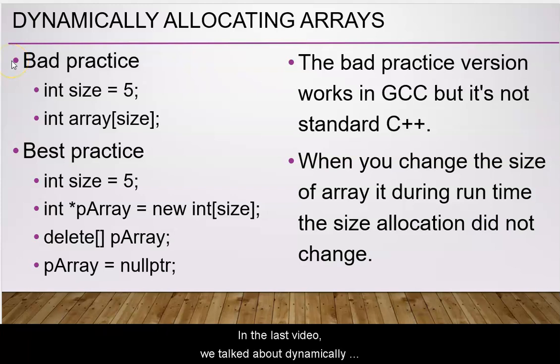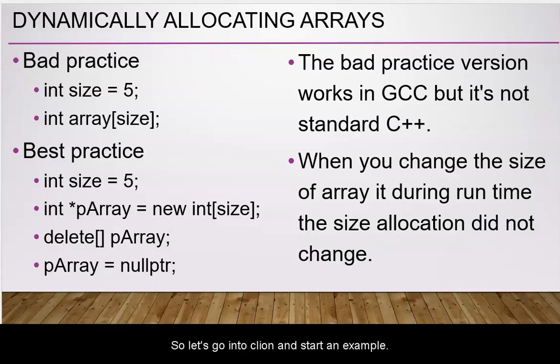In the last video, we talked about dynamically allocating integers and showed how that worked. Now we're going to talk about dynamically allocating arrays, and this is where the bread and butter of pointers and all of that works, is doing the dynamic allocating of arrays. So let's go into CLion and start an example.